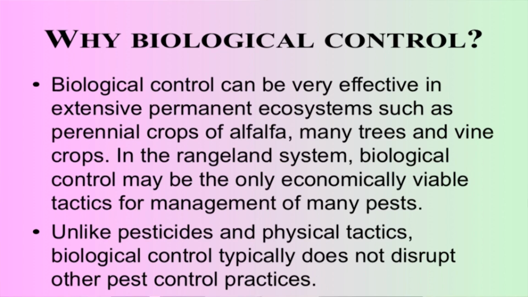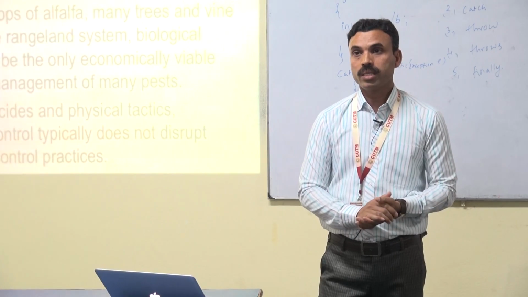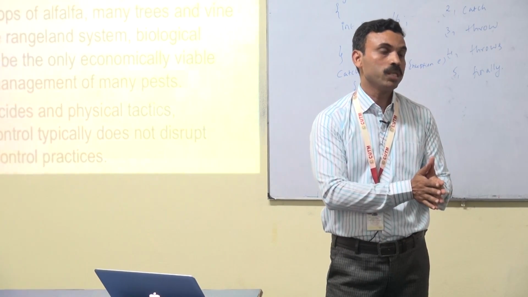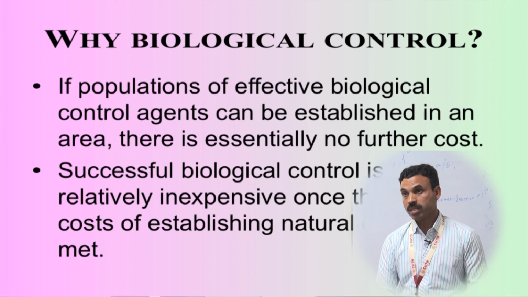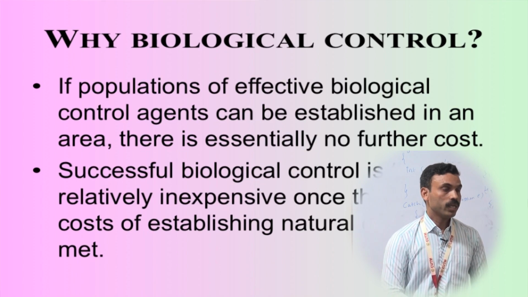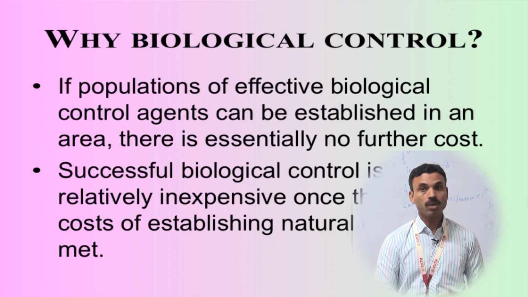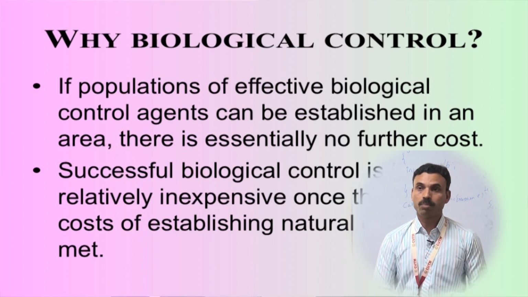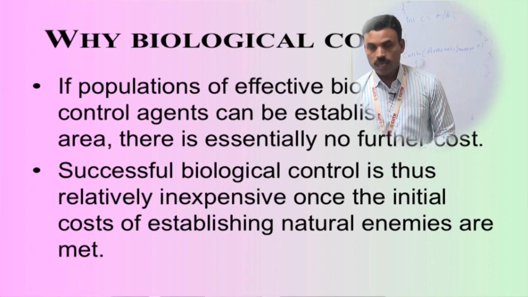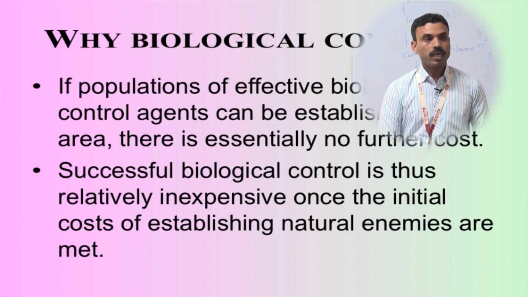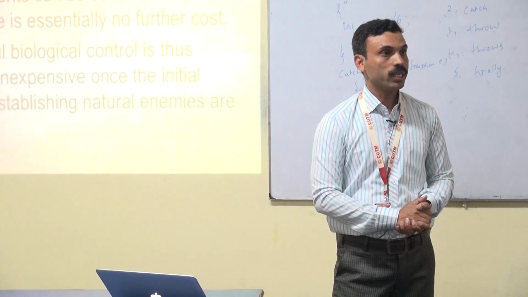Another advantage is that, unlike pesticides and physical tactics, biological control typically does not disrupt other pest control tactics, so it could be integrated in a pest management system. If it is successful, of course, the initial cost is much more because of the research, but once it is introduced in a system, there will be no further cost involved, because the biological control agent will always control the insect population which is trying to damage our crop. A successful biological control agent is relatively inexpensive, it involves no further cost and is highly economical.